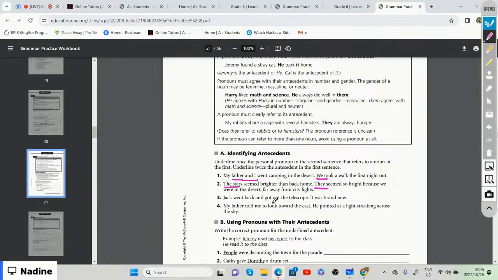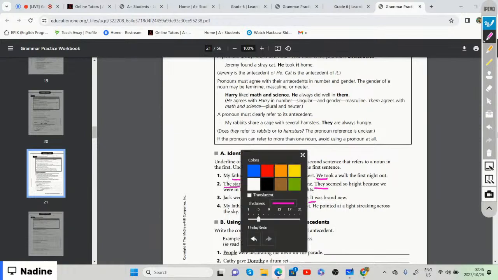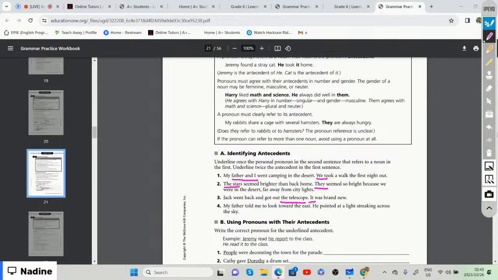Jack went back and got out the telescope. It was brand new. Which means that "it" refers to the telescope. So the telescope is the antecedent, not Jack, because it refers to the telescope. It does not refer to Jack. So "it" is our pronoun that represents, agrees with, or refers to the telescope.